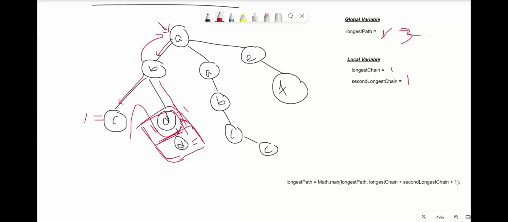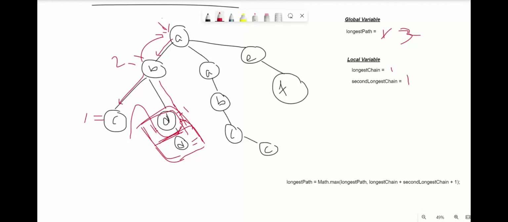And now when B's processing is done, it should return a value to A. It should not return 3 here, it should instead return the longest chain plus 1, that is equivalent to 2. Why? Let's consider the example where A is also part of the solution, right? We cannot have a path which includes C, B, D, and A, because that's not a path. A path should be like A, B, and D, or A, B, and C, right?